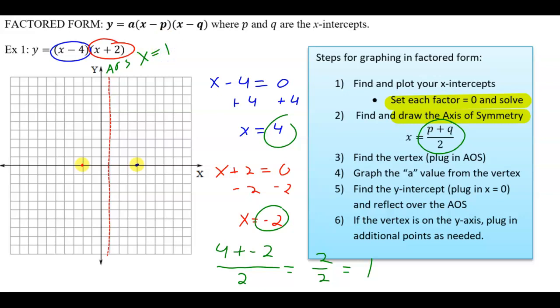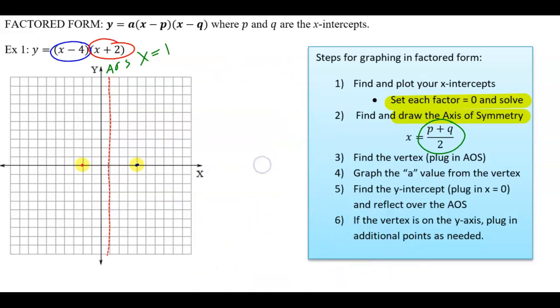Okay? The way that we find the vertex is exactly like standard form. The way we find the vertex is we plug in the AOS into the original equation and get an output. So it's kind of like an input-output table. So we know that the middle is 1. We just found that out.